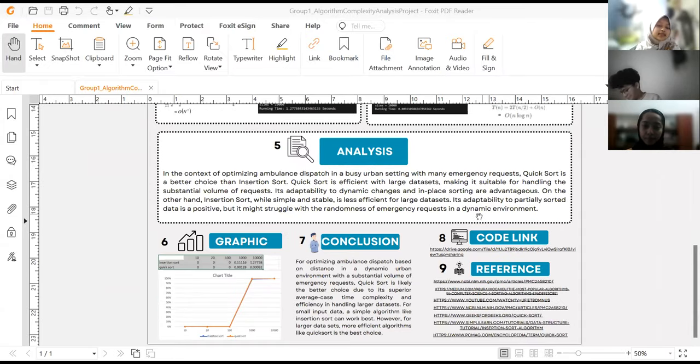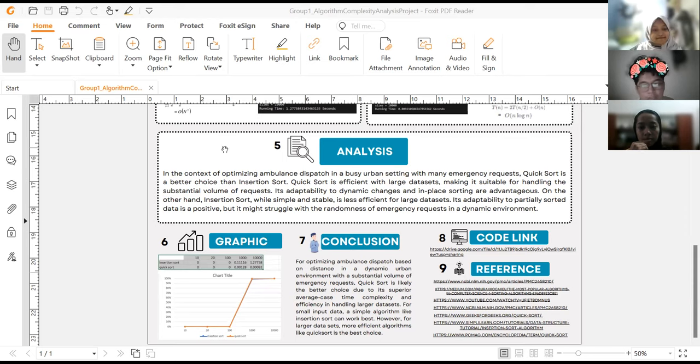Okay, so for the analysis, in the context of optimizing ambulance dispatch in a busy urban setting with many emergency requests, quicksort is a better choice than insertion sort. Quicksort is efficient with large data sets, making it suitable for handling the substantial volume of requests. Its adaptability to dynamic changes and in-place sorting are advantages. On the other hand, insertion sort, while simple and stable, is less efficient for large data sets. Its adaptability to partially sorted data is a positive, but it might struggle with the randomness of emergency requests in a dynamic environment. Because we're dealing with large data sets here, the ambulance locations and patient locations in an area, quicksort is better in this case. The graphic of the running time will be explained by my colleague.